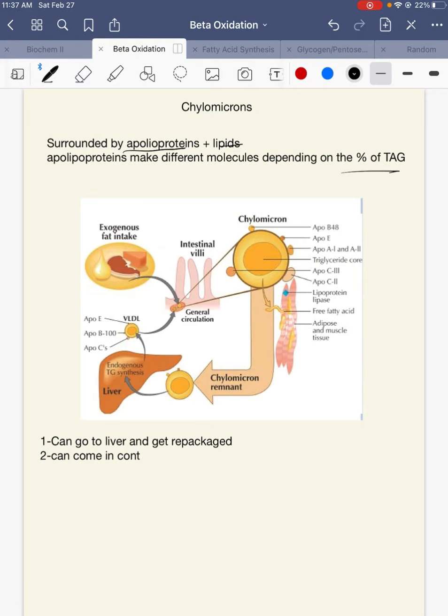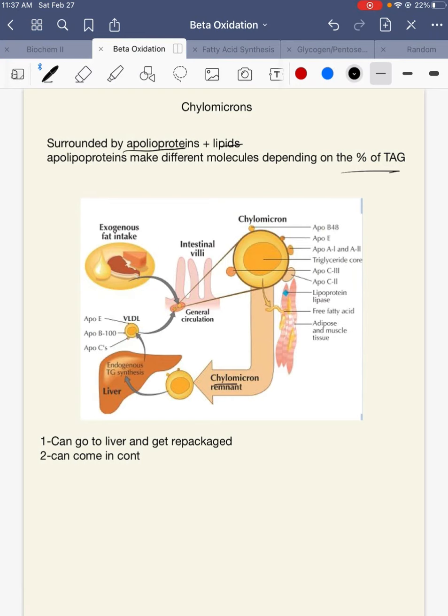Basically, it's just a ratio between the proteins and the lipids in chylomicrons. Okay, so we make these chylomicrons with apolipoproteins on the outside, and then hydrophobic lipid stuff on the inside, and then we send them into the different tissues. So one path they can take is they can be sent into the liver, and then the liver can repackage them and send them to whatever tissues need them.